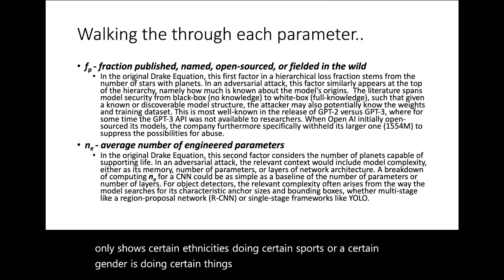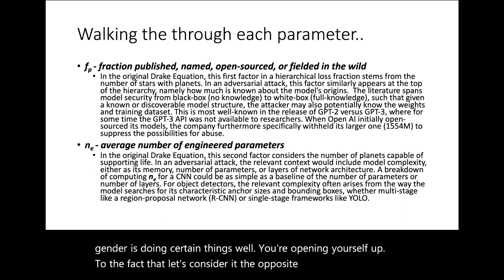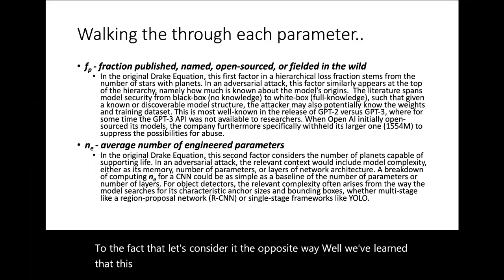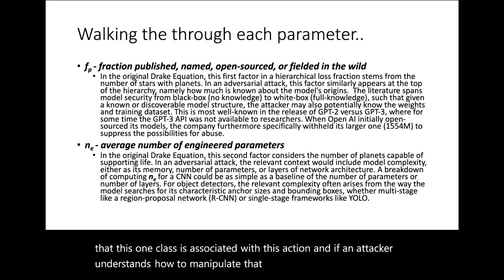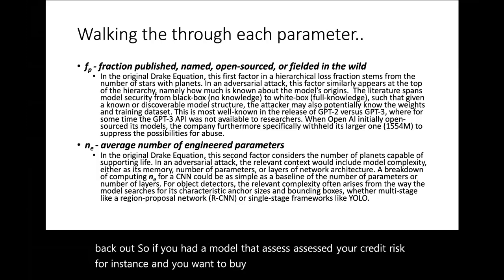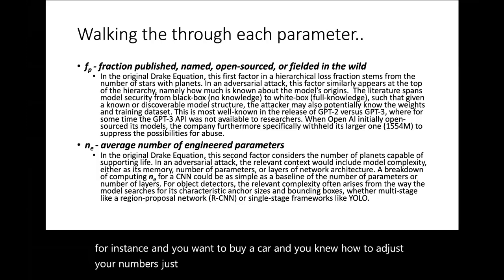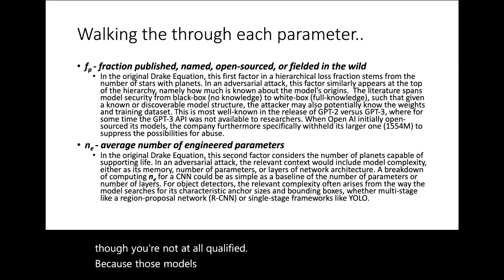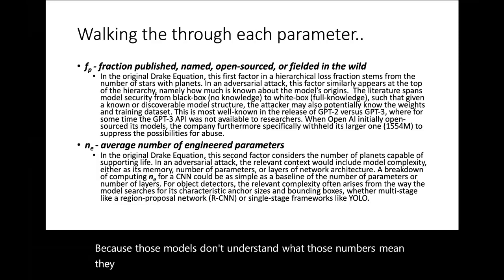Well, you're opening yourself up to the fact that, let's consider it the opposite way. Well, we've learned that this one class is associated with this action. And if an attacker understands how to manipulate that action, they can get that class back out. So if you had a model that assessed your credit risk, for instance, and you wanted to buy a car and you knew how to adjust your numbers just right, you could go buy a car even though you're not at all qualified, because those models don't understand what those numbers mean. They only understand what they've been taught by the data they've seen.